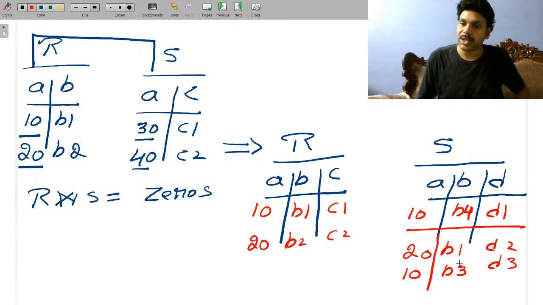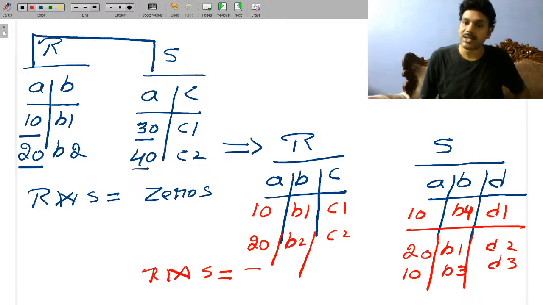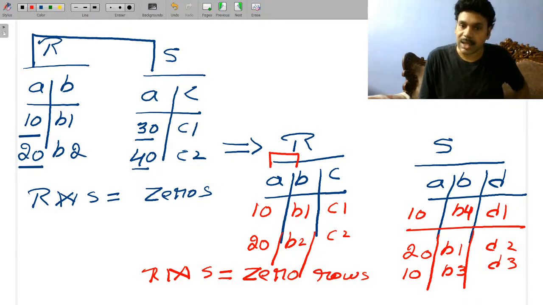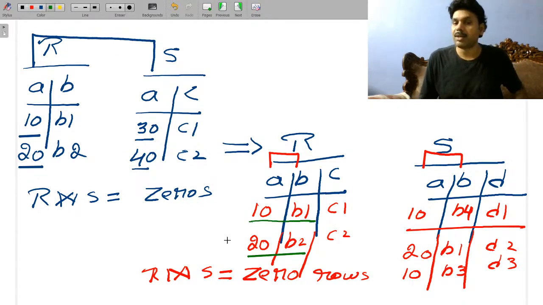Now you observe carefully, friends. If I am asking you R natural join S, your answer is how many? 0 rows. Why is your answer 0 rows? Because this time the mapping is done on AB. Clear? Therefore, 10, B1 is not at all available on the other side. 20, B2 is not available at all on the other side. Therefore, your value is 0 rows.